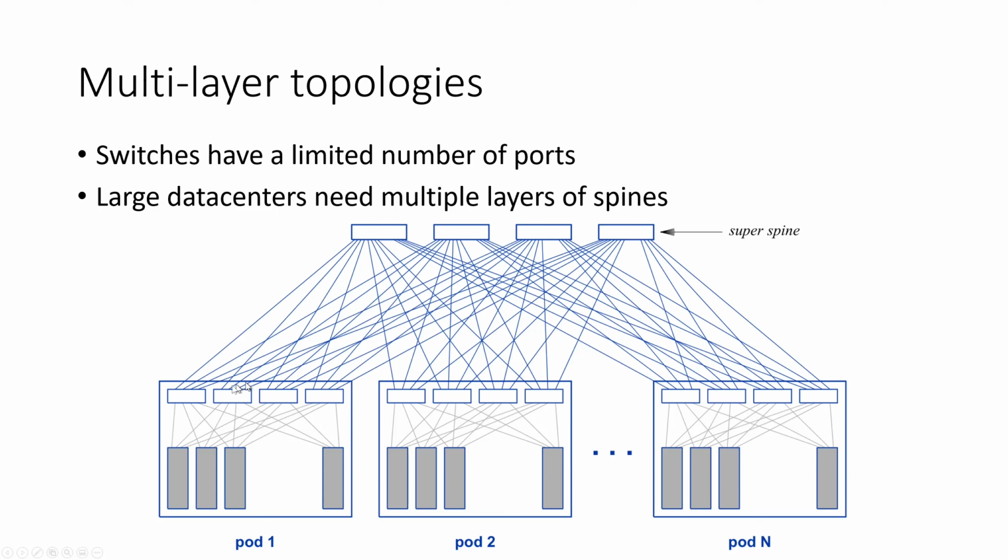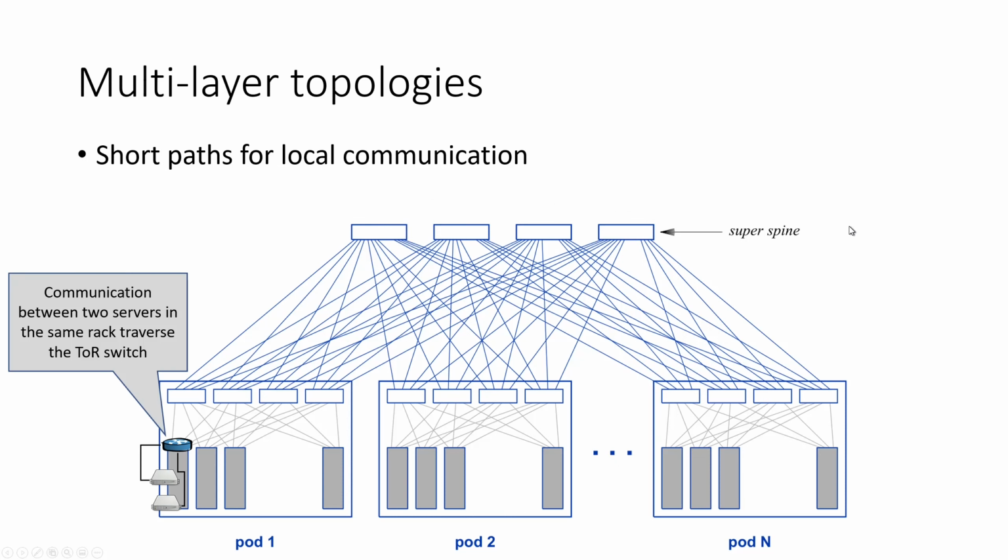So this could be a pod with 4 spine switches, and then we could connect the 4 spine switches inside each pod to another layer of spine switches that's going to interconnect the pods. A nice property of leaf spine topologies is that it allows for short paths for local communication. For example, if we have 2 servers in the same rack communicating, then this communication only goes up to the top of rack switch. So the server sends the traffic to the top of rack switch, and then the top of rack switch sends it to the destination. So this is local traffic, which is nice.